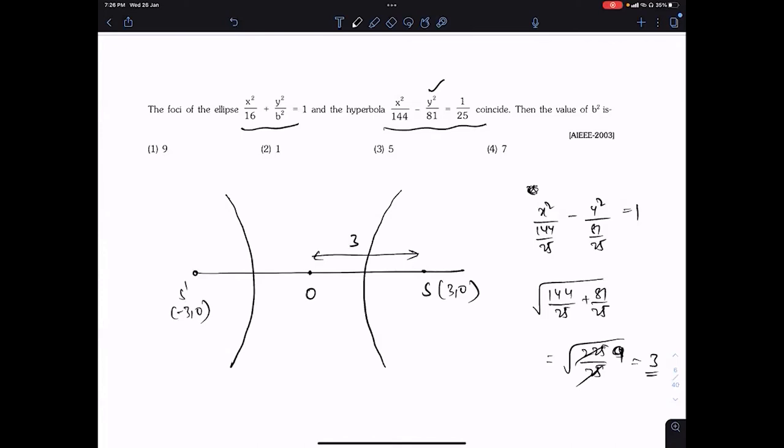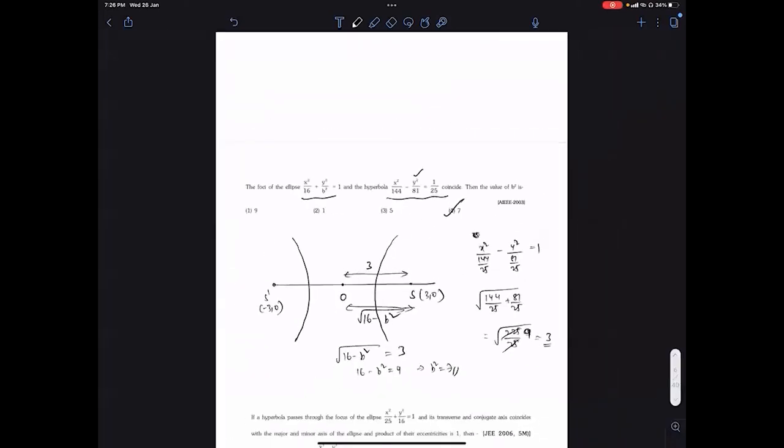And the foci of the ellipse also will coincide. How far will be the foci of the ellipse? Square root of a square minus b square, square root of 16 minus b square. So square root of 16 minus b square must equal 3. So 16 minus b square equals 9, which implies b square equals 7. Now this is the AIEEE question, a mains question. Okay.